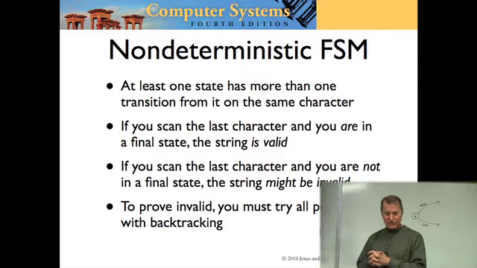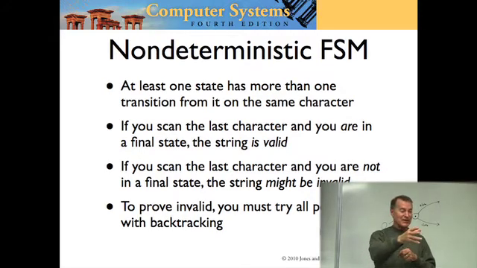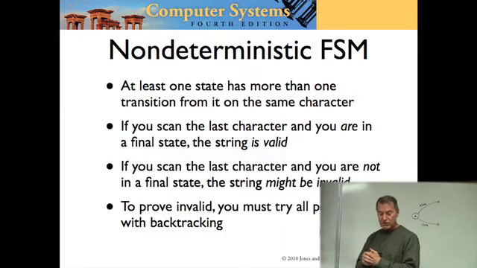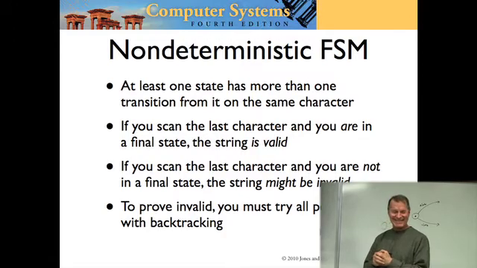On the other hand, if you scan the last character and you are not in a final state, the string might be invalid. You haven't proved that it's invalid, because what if you just took the wrong fork in the road earlier on? And there might be several forks in the road, in which case you'd have to back up to the first fork and try that, and then if none of those work, you might have to back up to the previous fork and then try all those. You see what I mean? So if you scan the last character and you're not in a final state, the string might be invalid. To prove that it's invalid, what must you try? All possibilities. All possibilities with backtracking. That's a new term. Well, you understand what we mean by backtracking, okay?